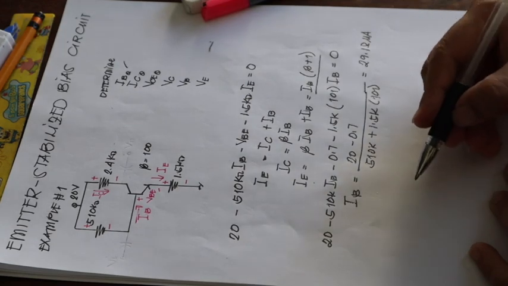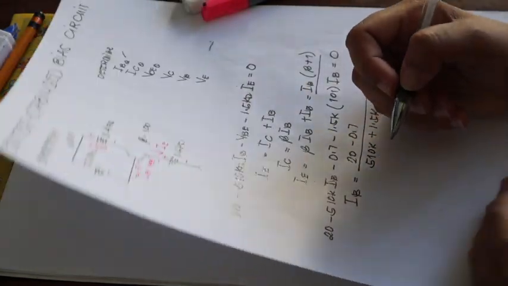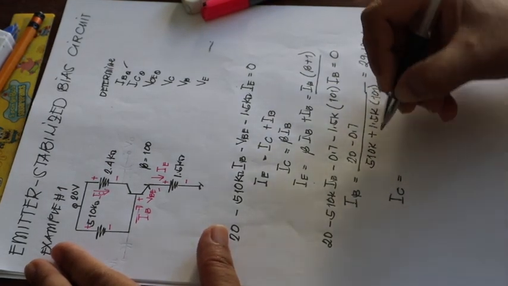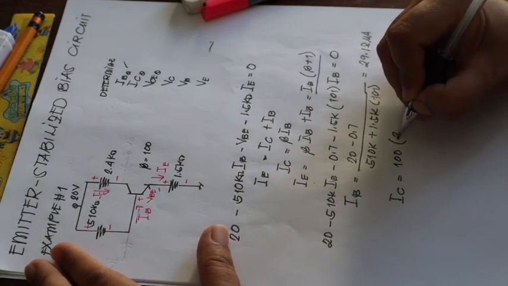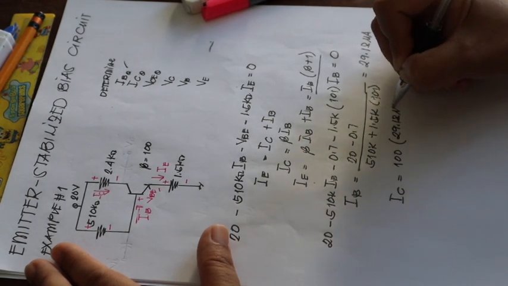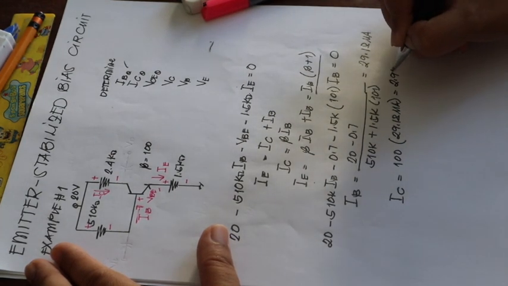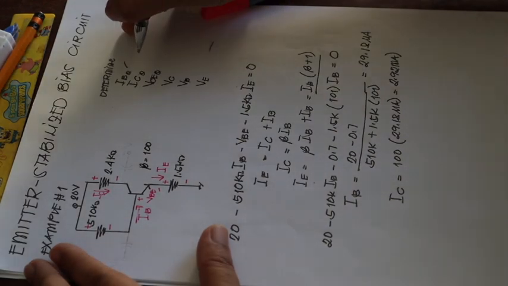Okay? Next, so we're finished with IB. Ang IC naman, madali na lang. Gamitin na lang natin itong equation na to. So, solving for IC, we have 100 multiplied by 29.18 microampere, and this will give us 2.92 milliamp. Okay? So, ganun lang. Madali lang siya.